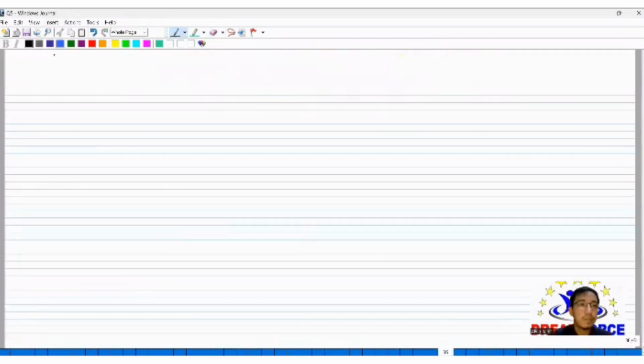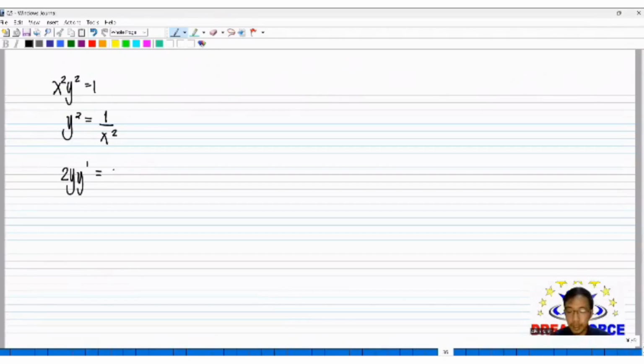Okay. So, ilagay ko na lang siya dito. X squared, y squared is equal to 1. So, kunin lang natin yung y squared is equal to 1 over x squared. Then, take natin yung derivative. Derivative ng y squared is 2y, y prime. And then, derivative ng 1 over x squared is negative 2 over x cubed. So, hanapin lang natin yung y prime. So, magka-cancel yung 2 dyan. So, meron tayong negative 1 over x cubed y.